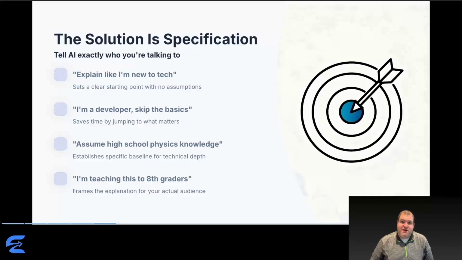The fix is simple. Tell AI exactly who you're talking to. Explain like I'm a new tech sets a clear starting point. AI knows to avoid assumptions and build from the ground up. I'm a developer, skip the basics. Saves you time by jumping straight to what you don't already know. Assume high school physics knowledge establishes a specific baseline for technical depth, which is perfect if you're explaining something that builds on that foundation. I'm teaching this to 8th graders frames the entire explanation around your actual audience, not some abstract concept of simplicity. These specifications work because they give AI the context it needs to activate the right patterns, which brings us to how this actually works under the hood.